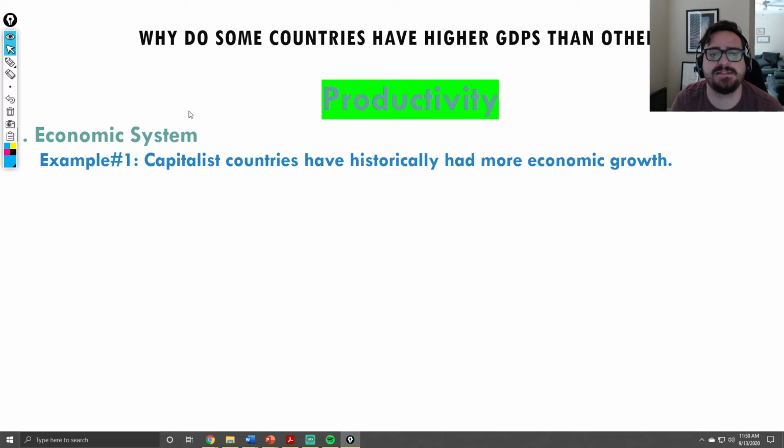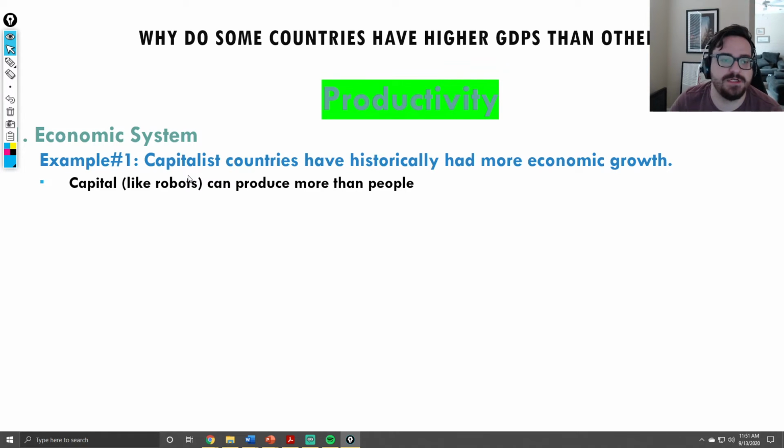This is primarily because capitalist countries put a lot of emphasis on capital, which is technology, tools, and machinery, things that allow you to be more productive over time. The long-term growth is what is big for capitalist countries.